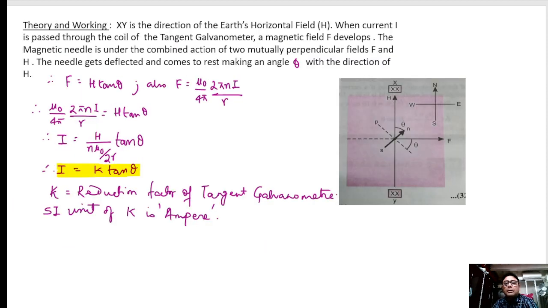Next, the working. So these are our two magnetic fields F and H, and the magnet is coming at an angle theta with the H. So we can write F equals H tan theta.